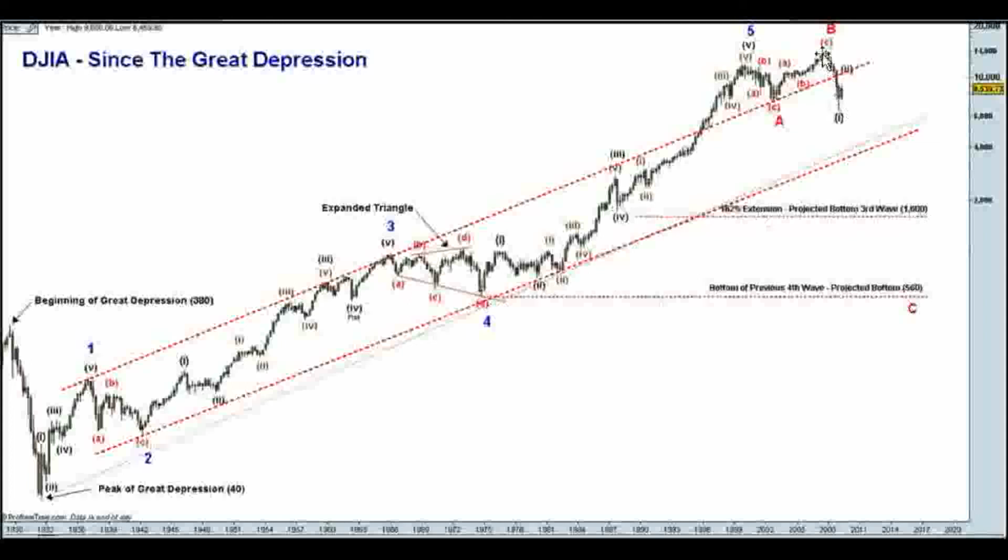Now, where are we going today? Well, this was the big move down in 2008.